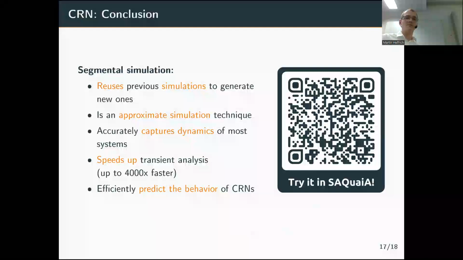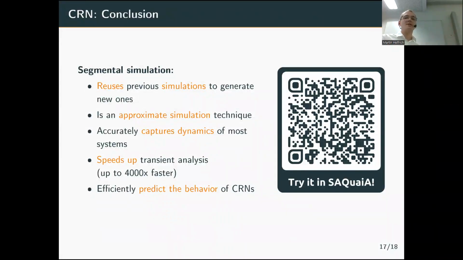So let's conclude this part. Segmental simulation reuses old simulations to generate new ones. That's the important part. It is an approximate simulation technique, so it does not completely faithfully simulate the system. However, it accurately captures the dynamics of most systems, so you can use it to speed up your simulation by a significant factor, allowing you to efficiently predict how the chemical reaction network will look like in the future.